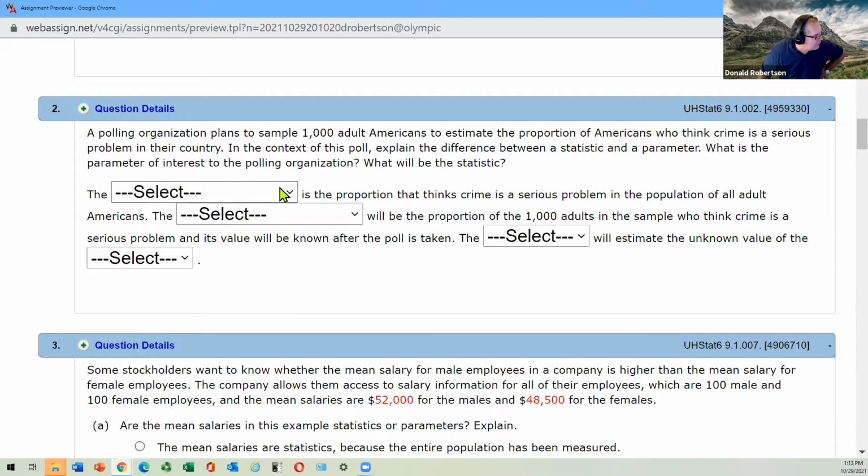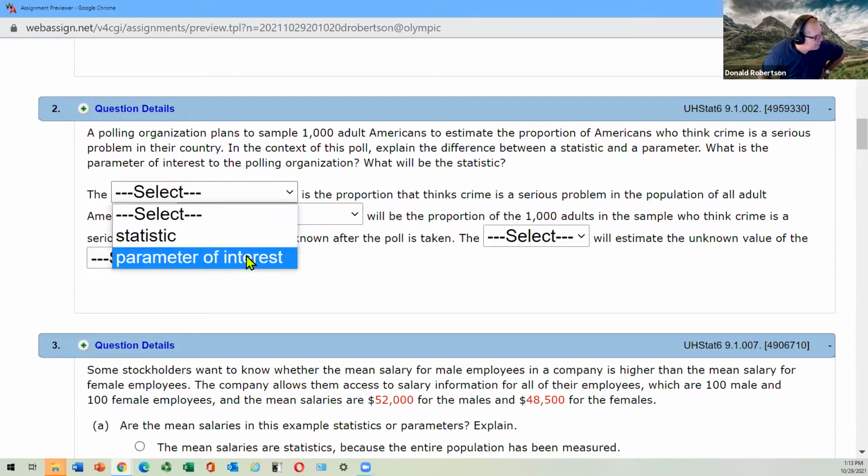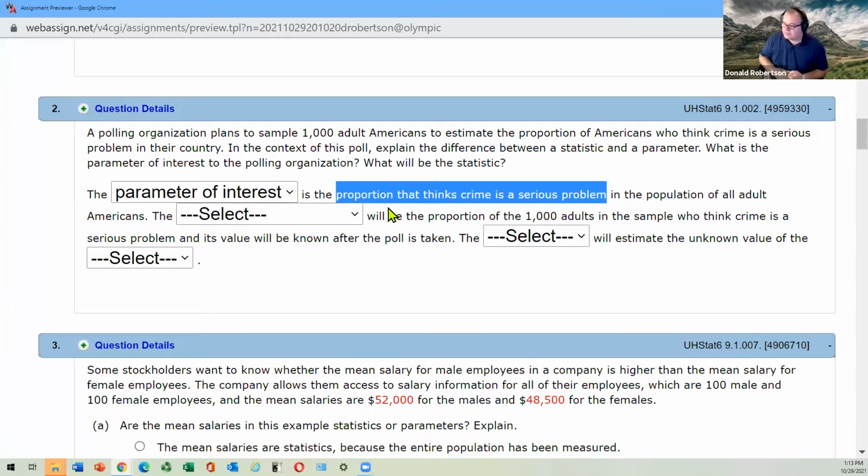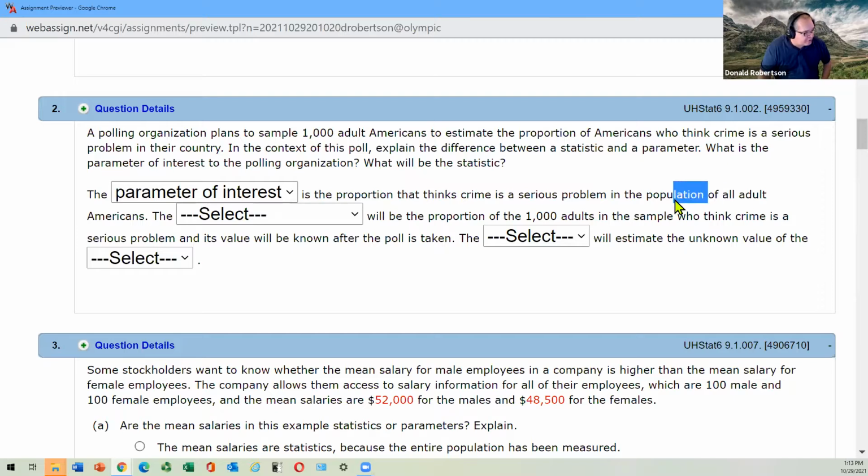Okay. The parameter of interest is the proportion that think crime is a serious problem. Would you agree that's what they want to know? Right, so that's the parameter of interest: what do you want to know from the population? If I read a little bit further, can you see the word population at the end? Now, the statistic will be the proportion of that 1,000 who think that this is a serious problem, and its value will be known after the poll is taken.